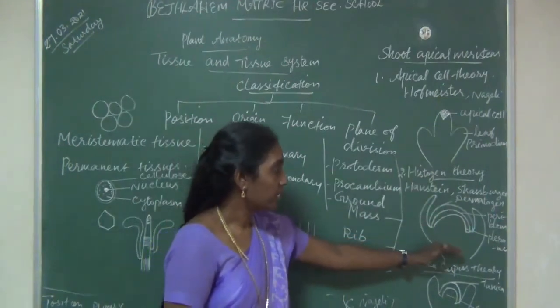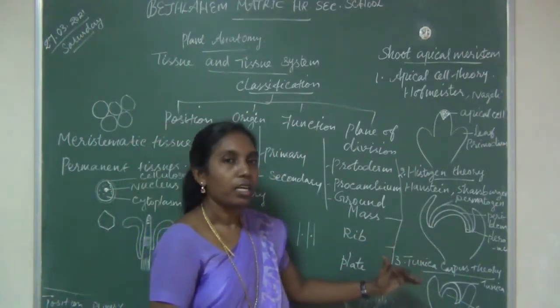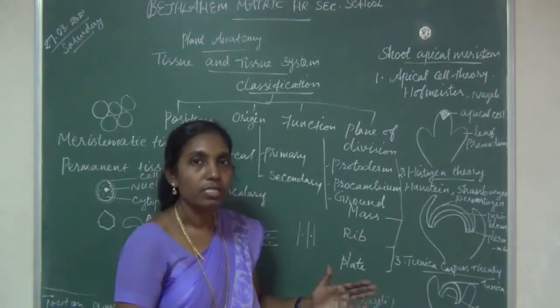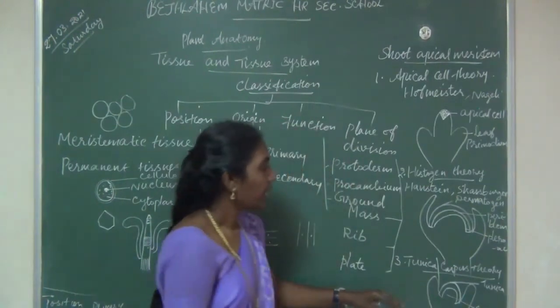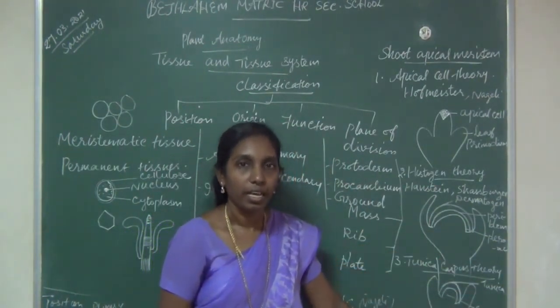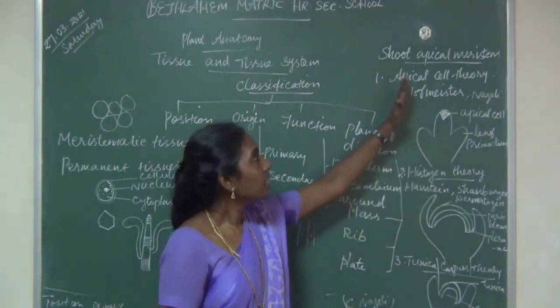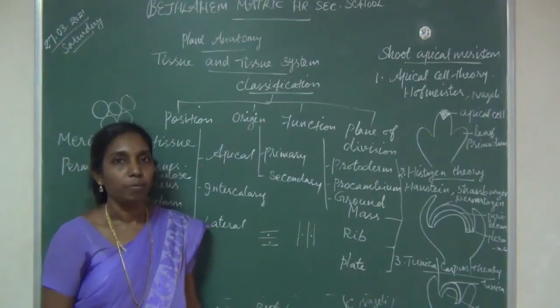This theory proposed this. Then tunica corpus theory. The entire shoot apex is divided into two regions, namely the tunica and the corpus. Tunica is the outermost region and corpus is the innermost region. So based on this, there are three theories of shoot apical meristem.